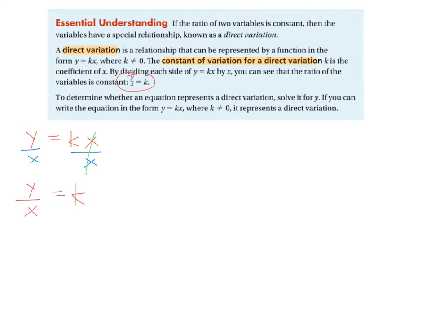To determine whether an equation represents direct variation, solve it for y. If you can write it in this form without any other extra numbers on there, it's direct variation. Another way you can do it is to plug in 0 for x and 0 for y, because we know that 0, 0 is always going to work for these direct variation situations. If we plug in 0 for x and 0 for y, and it works out to be true, we get the same number on both sides of the equals, then we know we're dealing with that kind of situation.